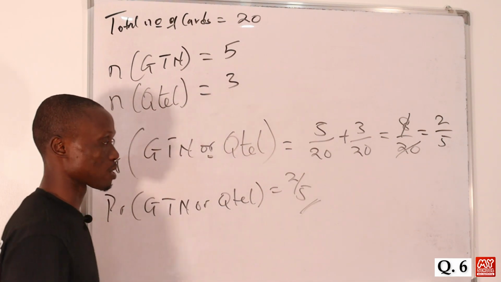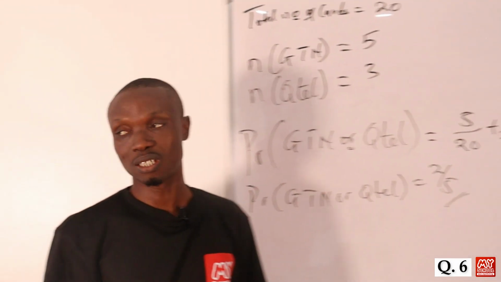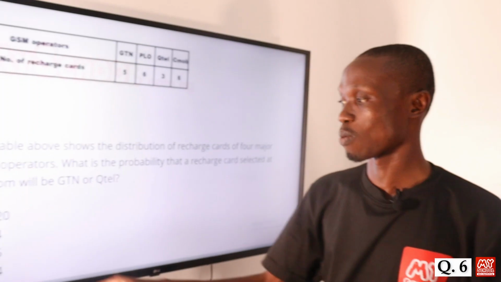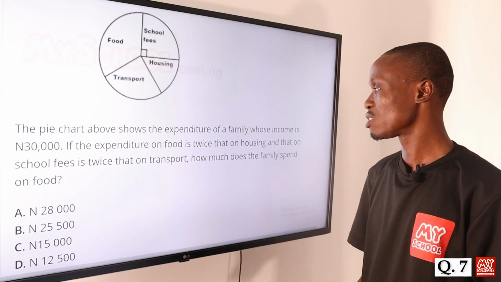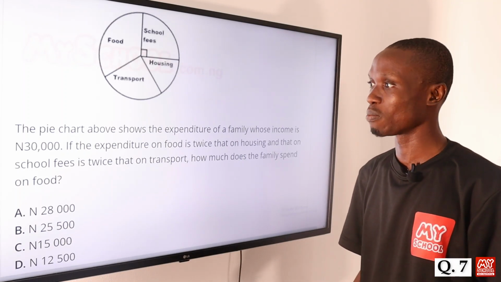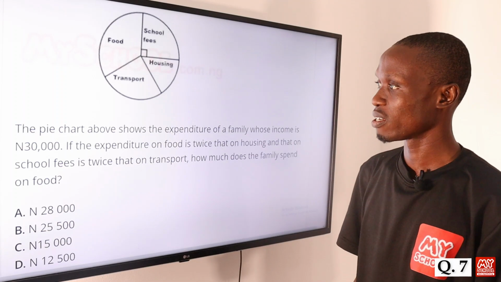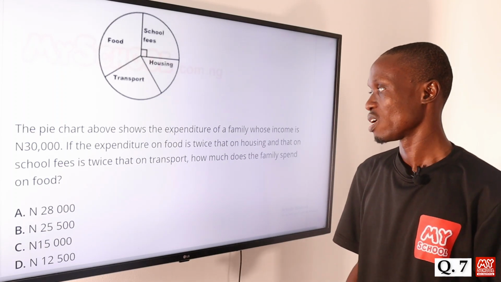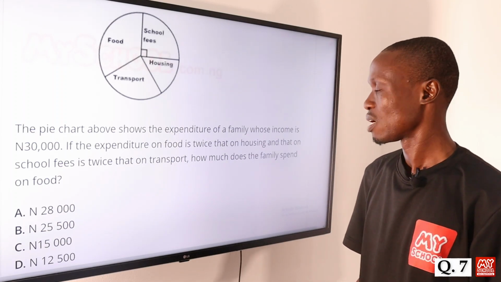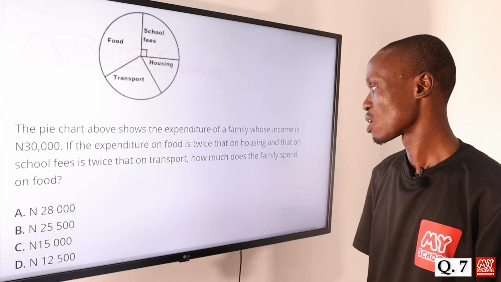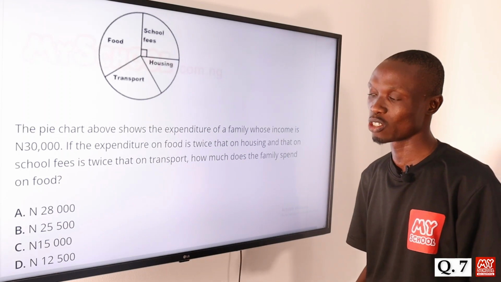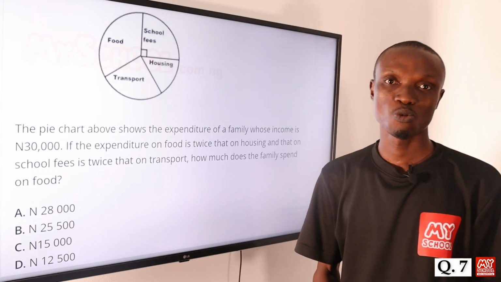Okay, so let's return to the screen to pick the correct answer to this question, and that is option C, 2 over 5. Question 7. The pie chart above shows the expenditure of a family whose income is 30,000 naira. If the expenditure on food is twice that on housing, and that on school fees is twice that on transport, how much does the family spend on food? So let's move over to the board to provide an answer to this question.